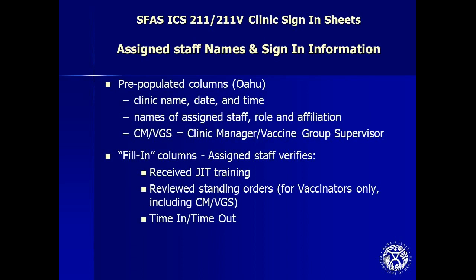For Oahu clinics, both the 211 and 211V forms will be pre-populated with information such as clinic name, date, and time, names of assigned staff, their role, and affiliation. The 211V forms are for vaccinators and will include the clinic managers and vaccine group supervisors. The fill-in columns on these forms will include sections where the assigned staff will verify by initialing that they have received just-in-time training and reviewed the standing orders. There will also be spaces to enter their time in and time out.